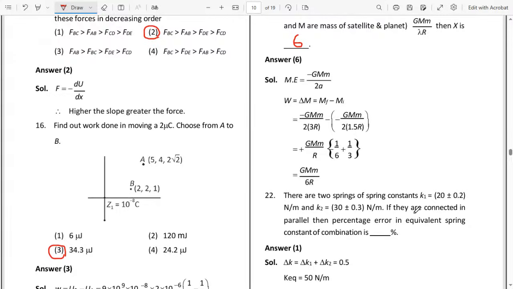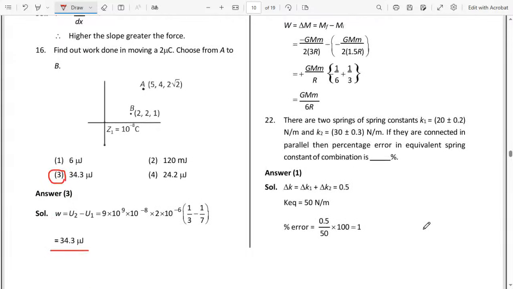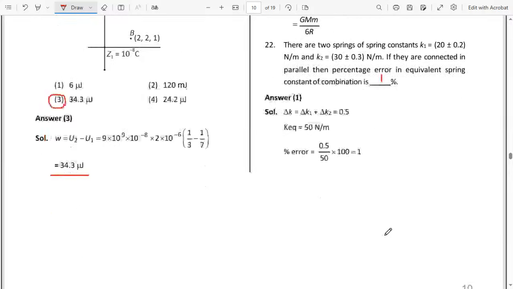Next, question number 22. There are two springs of spring constant K1 equal to 20 plus or minus 0.2 newton per meter and K2 equal to 30 plus or minus 0.3 newton per meter. If they are connected in parallel, then the percentage error in the equivalent spring constant of the combination is, yes, the answer is 1%. How to calculate? Yes, it is given here.